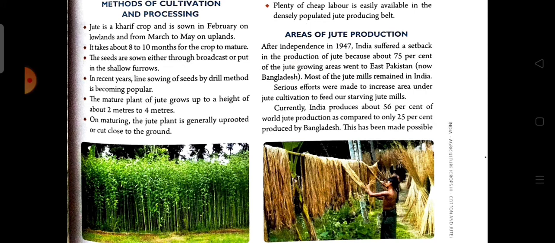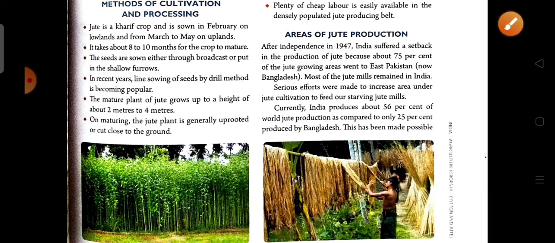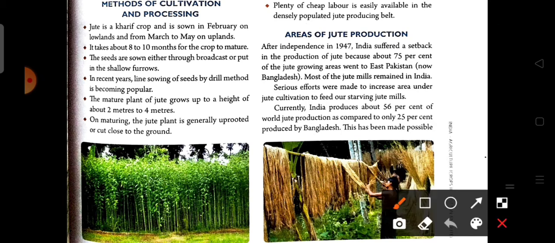So here we see that during 1947, after independence, as Bangladesh was divided from India, many of the jute producing areas went to East Pakistan, that is Bangladesh, and the jute mills remained in India. So that's why the raw materials were not available to these jute mills. For that reason, the jute industry suffered after independence. Serious efforts were made to increase the area under jute cultivation to feed our starving jute mills.